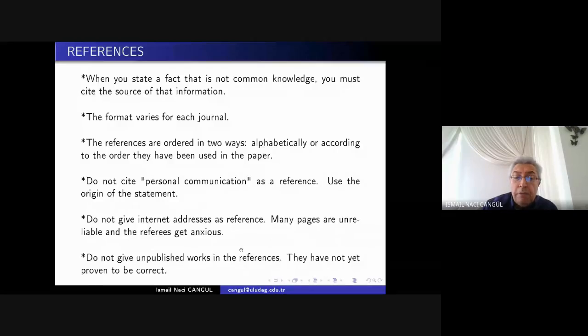Do not give unpublished works. This is something we all do. We have, for example, five papers we recently submitted, but they are not accepted yet. That means they have no scientific value yet. According to us, of course, they are the most important scientific achievements in the world because they are ours. But for others, no one knows.